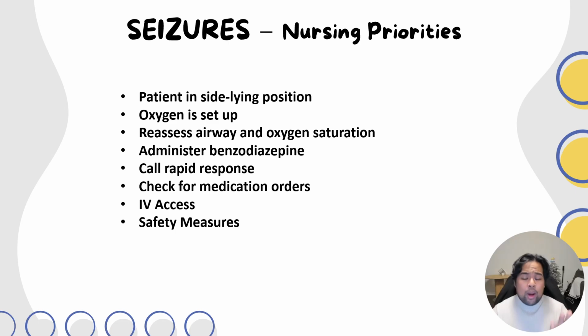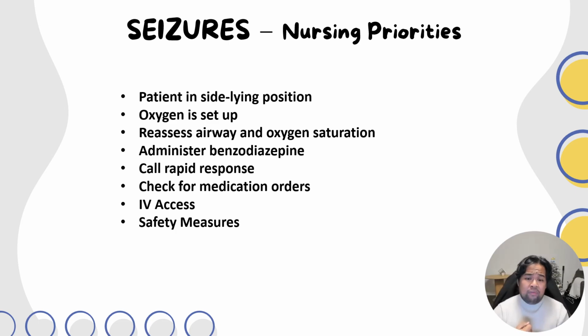All right, so your priorities as a nurse, whenever someone has a seizure, you want to make sure that you lay them side laying for that recovery position. You have oxygen ready to go. You're going to assess the airway, the O2 saturation. You're going to administer some sort of benzo to help it.